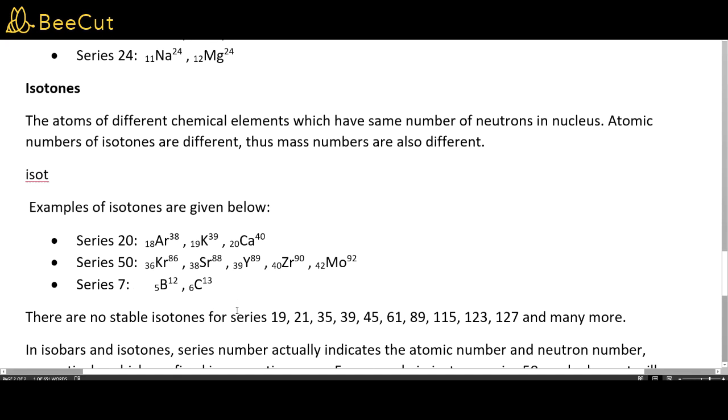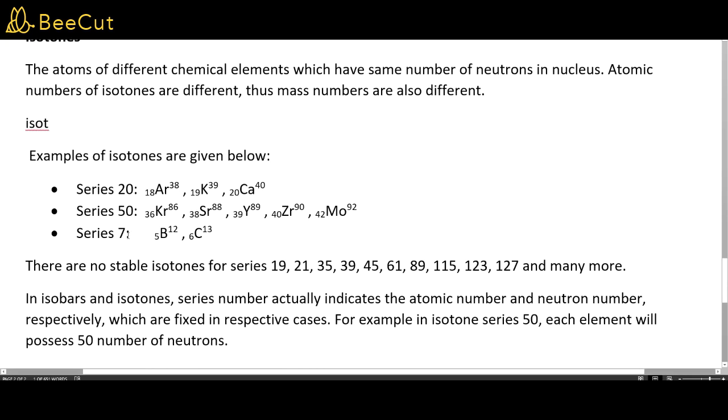Now the last term is isotones, and these are substances of various elements which have the same number of neutrons. Its examples are given over here. Just like isobars, this is series 20, so it means the number of neutrons in this series will remain 20 and it will be fixed, not changeable.